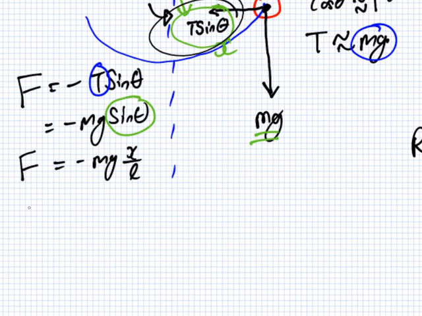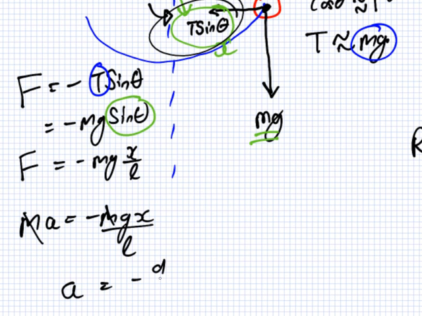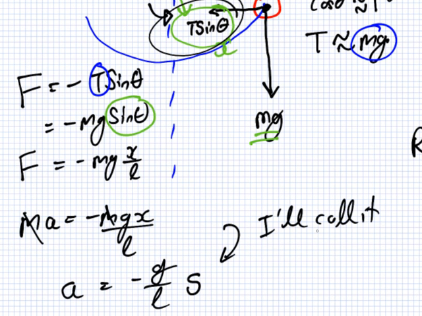F is equal to what from Newton's second law? MA. So you have MA equals minus mgx over L. What happens to the m's? They cancel. So now you get A equals minus g over L x, or S, whatever you prefer. I'll call it S. You can call it X, it's the same thing.